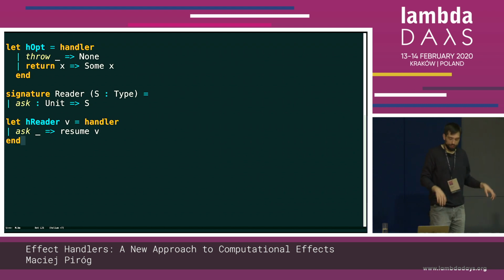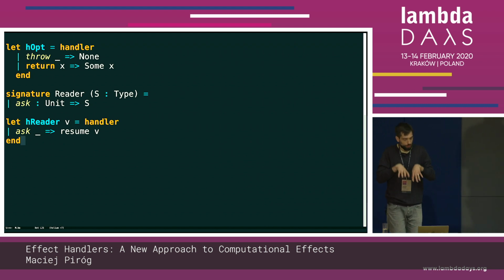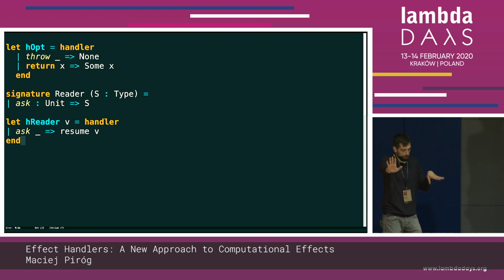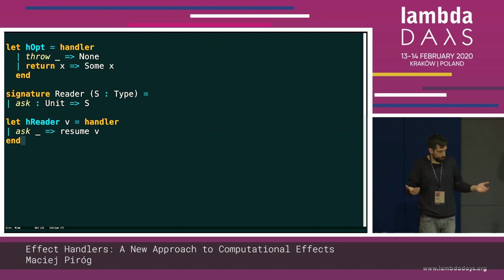This means that the semantics for this is that you try to compute, and then you try to compute the ask operation. The handler takes over the control, and it tells us what to do with the ask operation. And this particular handler tells us resume the computation with v, let's say, with the operation ask replaced with v. Right?